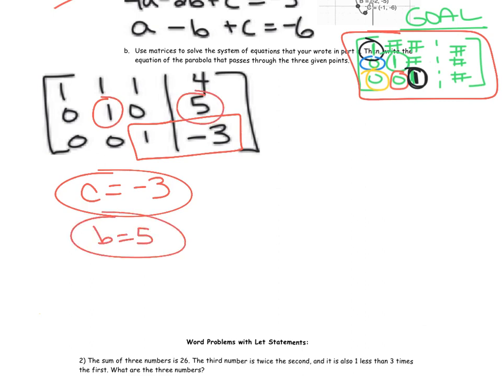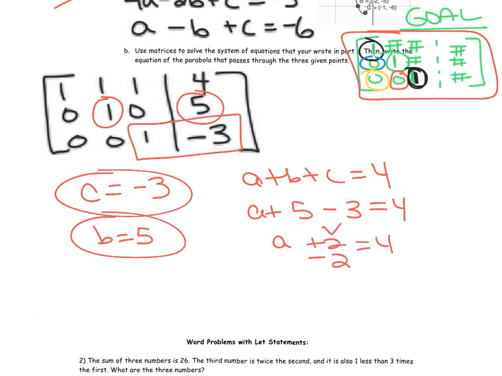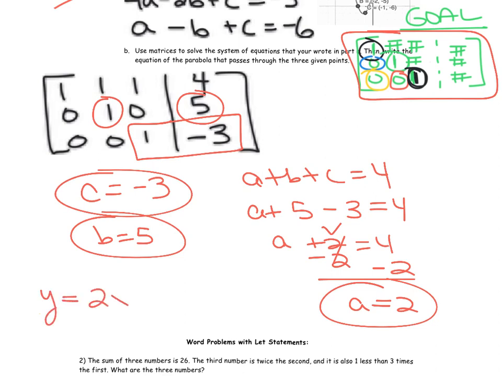And we have our top row as A plus B plus C equals 4. So I have A plus 5 plus -3 equals 4. I have plus 2 equals 4. So I'll have A equal 2. So guys, there we have it. There is the equation for our quadratic. We have y equals 2x squared plus 5x plus -3.